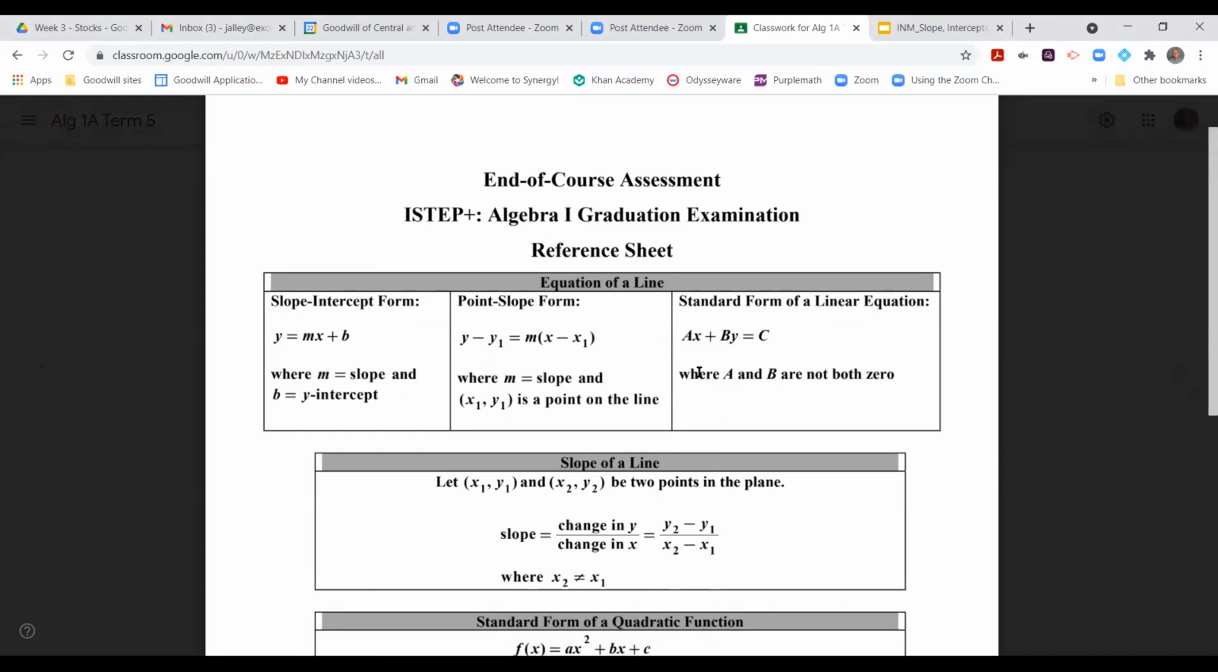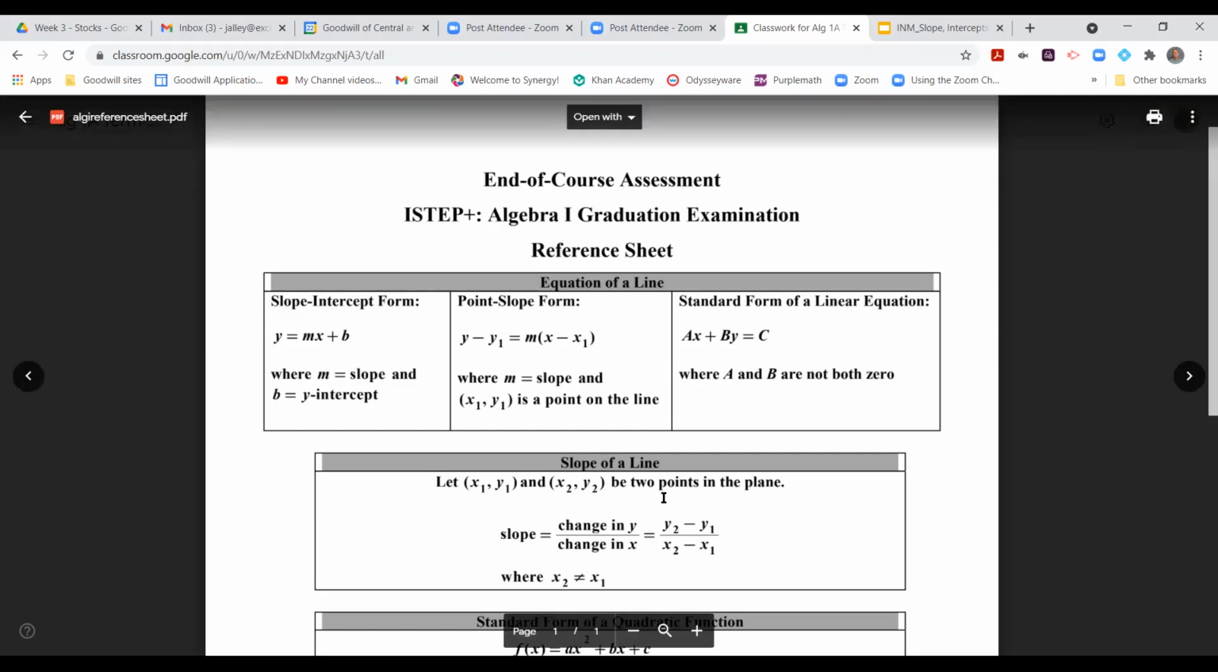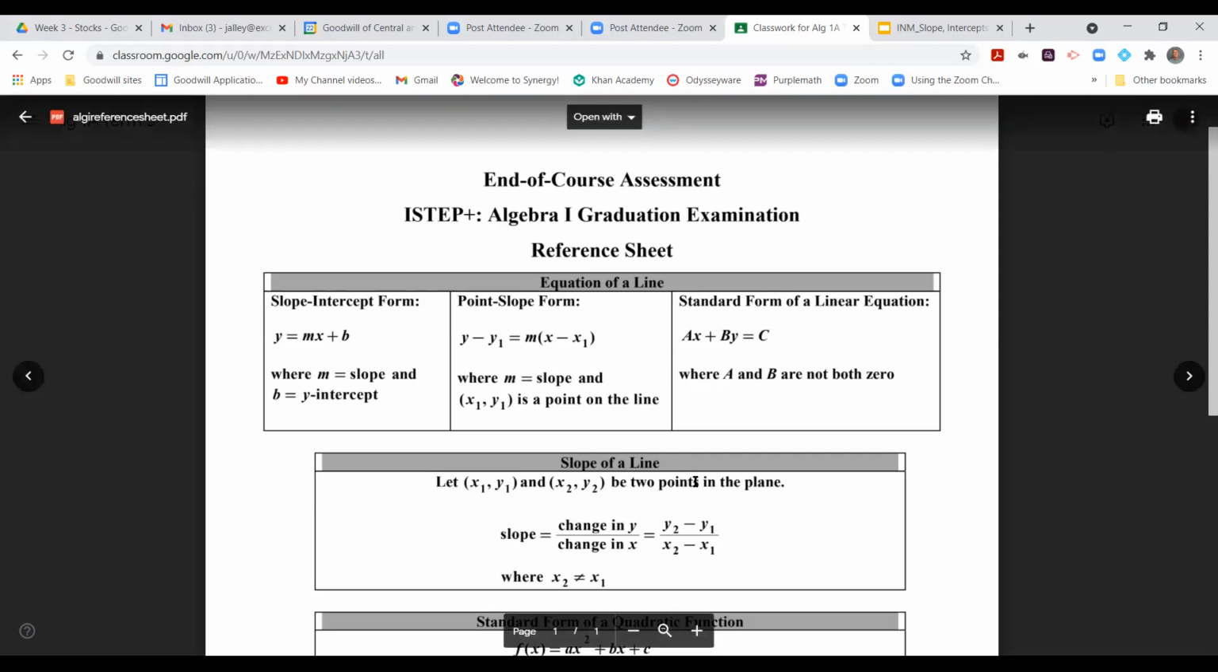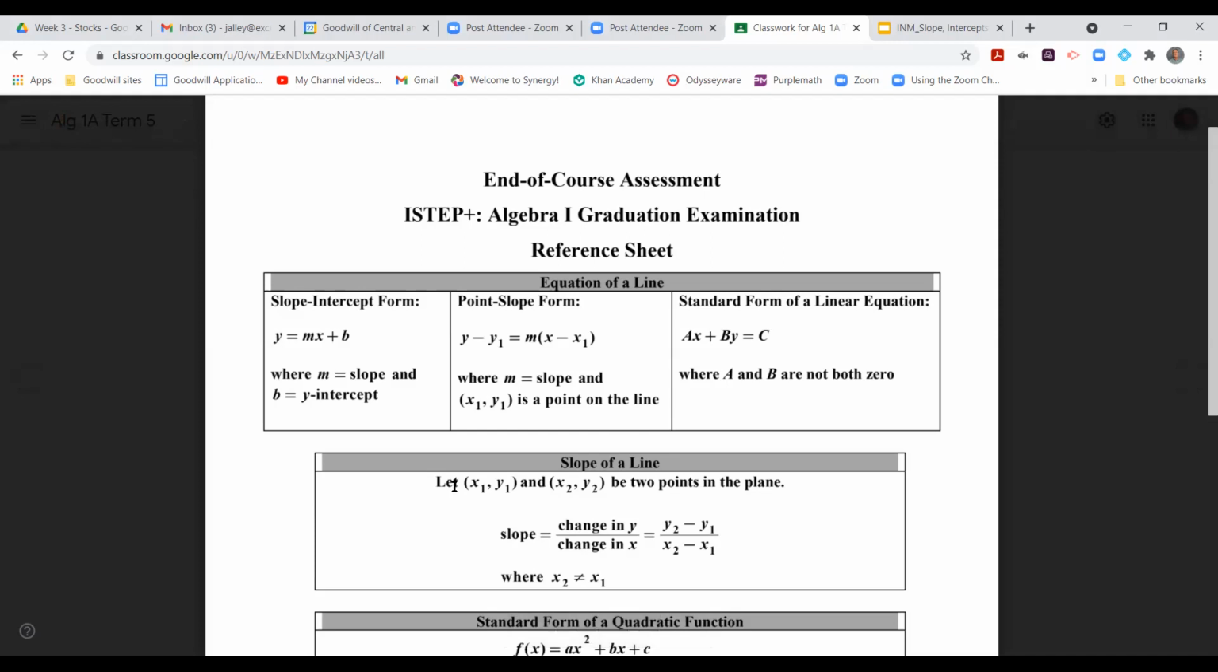Point slope is in the middle. M is slope, x1, y1 is a point. And then standard form. Right below that, one of the most helpful calculation formulas that you will use in the next 2 weeks is this slope formula, where we've got 2 points, and these x and y values here, x1, y1, x2, y2, that we're not talking about exponents. Those numbers, they're subscripts. Exponents are up above our numbers or letters. These are subscripts. They're down below.